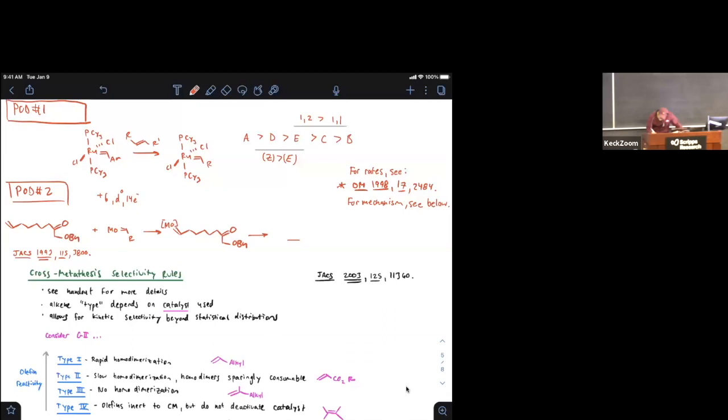To make a 7-membered ring. Now you all get to judge my inability to draw 7-membered rings here. Isn't too bad. And the byproduct? Metal oxide. Metal oxo. So do you think this could be turned over catalytically or not? No, that's the dead end.